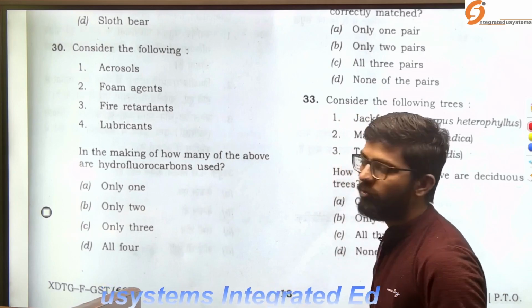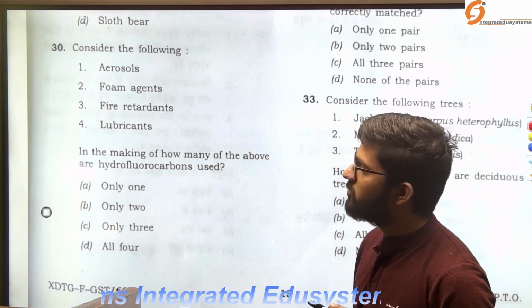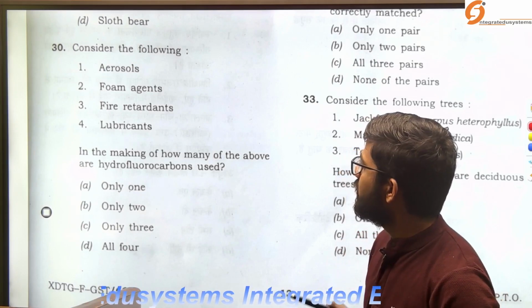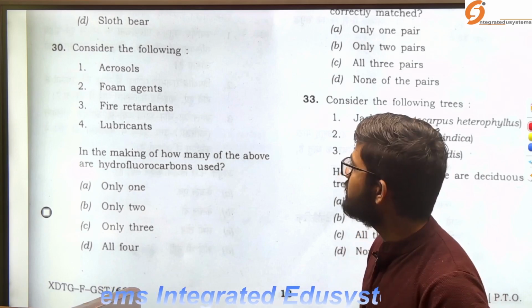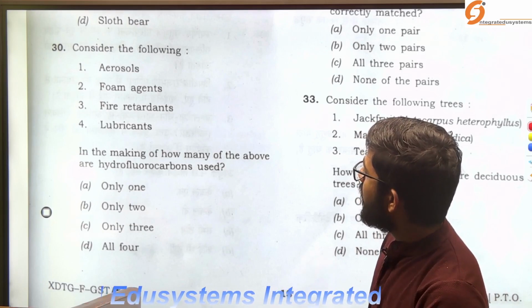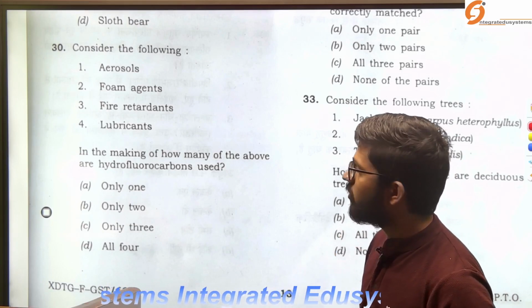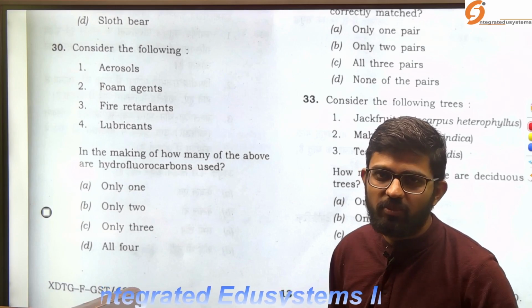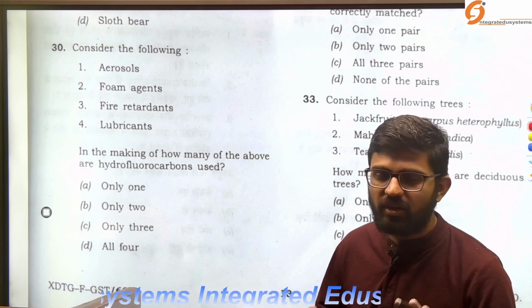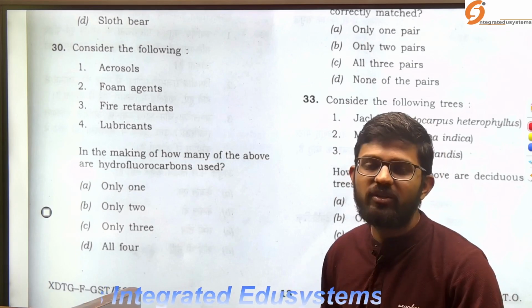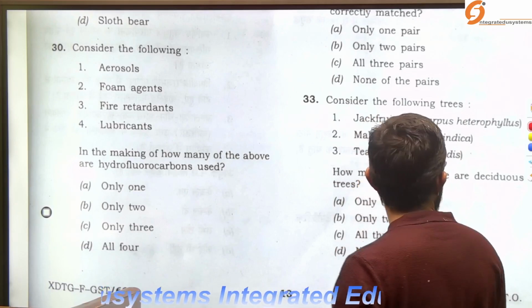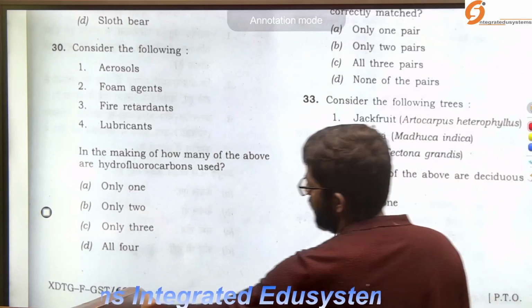Consider the following statements. Option 1, aerosols. Option 2, foam agent. Option 3, fire retardants. Option 4, lubricants. In the making of how many of the above is hydrofluorocarbon used? With respect to ozone depletion and all, we read about hydrofluorocarbon. We understand the properties of this hydrofluorocarbon. That is why the ozone hole has been shrinking also. Here the answer is all 4. So the answer is D, definitely.